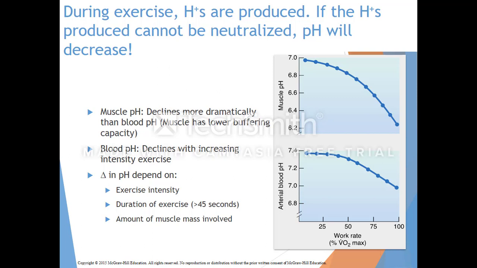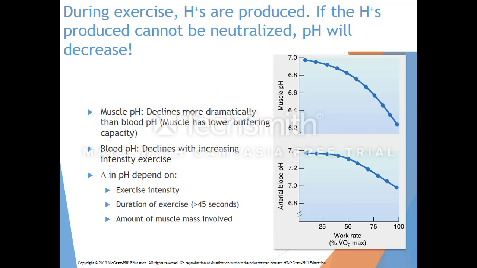You'll notice that the pH of skeletal muscles goes down very rapidly compared to blood pH, and this is because, as we mentioned before, muscle has a limited capacity to buffer the hydrogen ions that are produced. So it's very easy to overwhelm this capacity with intense exercise, and that has a very dramatic effect on pH. In contrast, blood pH tends to stay very constant at lower intensities of exercise, and you don't start to see a decrease in the pH of the blood until higher intensities of exercise.